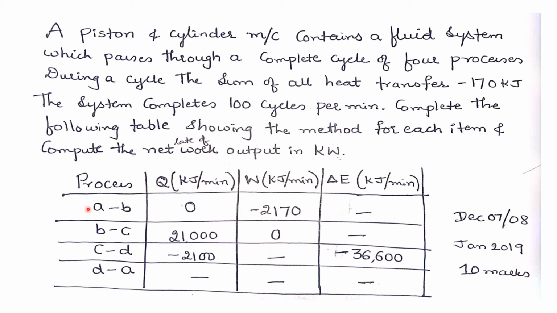Here there are four processes: A to B, B to C, C to D and D to A. This completes one cycle, and zero means the heat transfer is zero here. The work done is also given. What is not given we have to find out: the internal energy during process AB and during process BC, the work done in process CD, and for the last process DA we have to calculate the heat transfer, work done and internal energy. So we will go step by step.